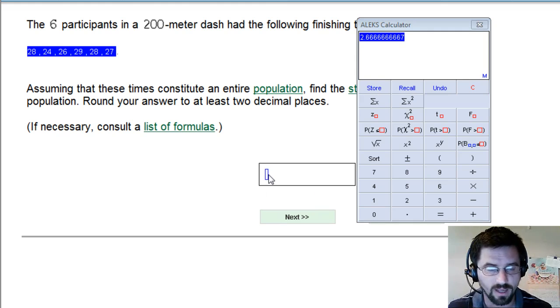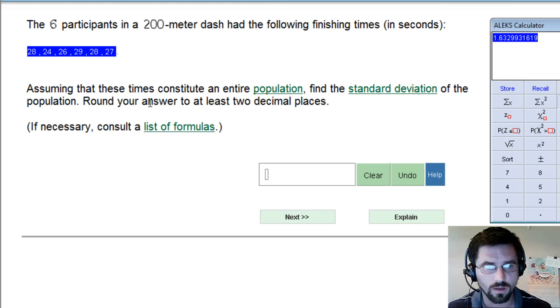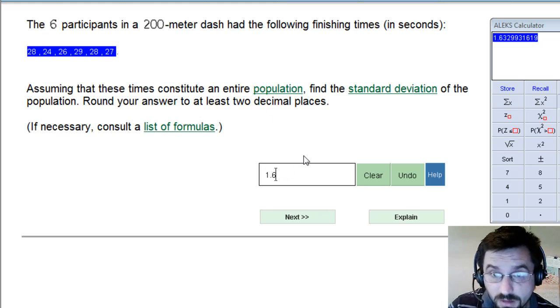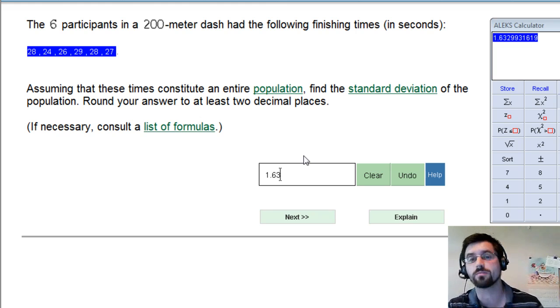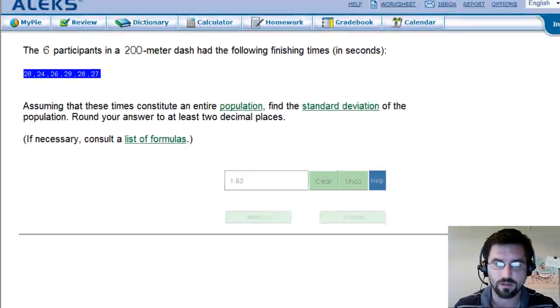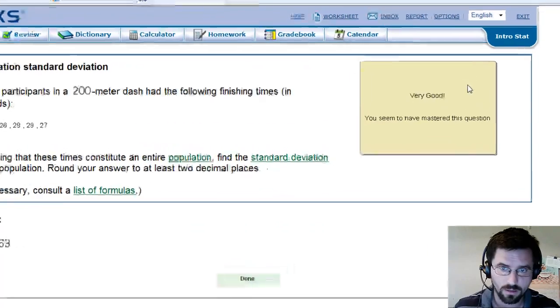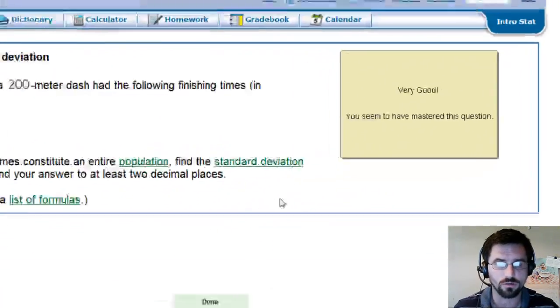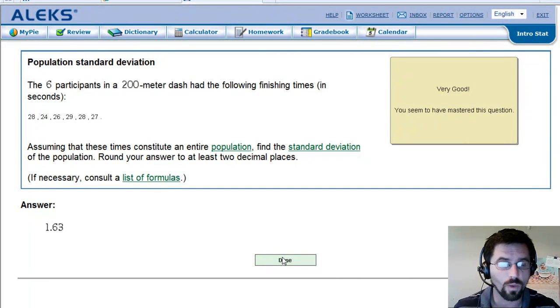Now don't write that here. I did that last time without remembering to square root it. So let's square root it. There is our standard deviation, because that's what they're asking for here. Find the standard deviation of the population, round your answer to at least 2 decimal places. So I'm going to write in 1.63, and I look at the number after it, and because it's below 5, I leave it 6.3. I don't round up to 4. I'm done. I hit next, and it tells me, very good, you seem to have mastered this question, and I should hope so.